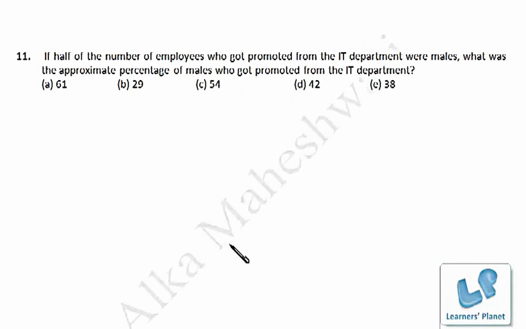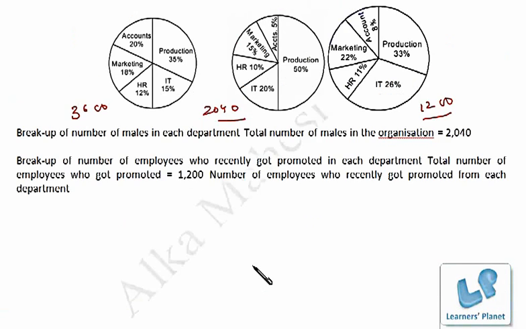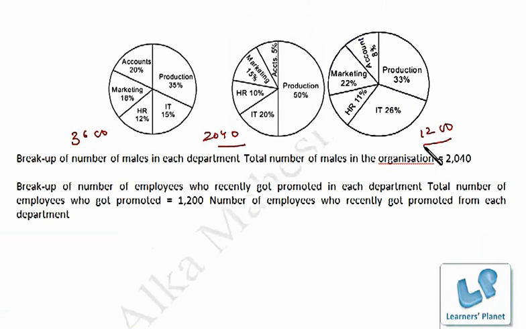Now the very first question: if half of the number of employees who got promoted from the IT department were males, what was the approximate percentage of males who got promoted from the IT department? Okay, just see the graph. Now we see the diagram. Here, out of 1200 people, 26% who got promoted are from IT department, right? And half of them are male employees as given in the question.